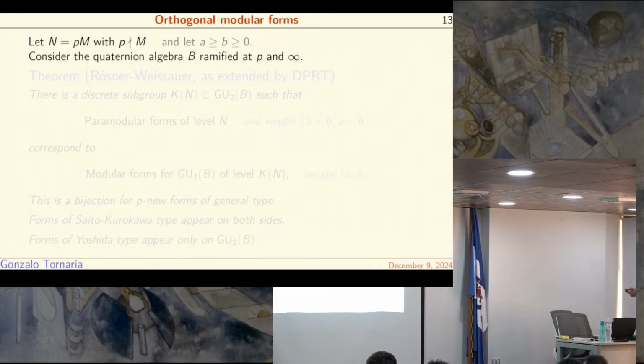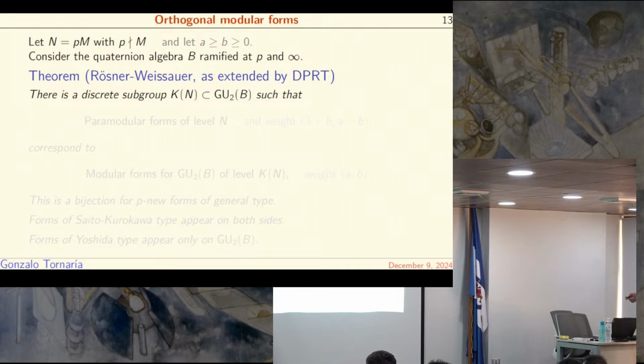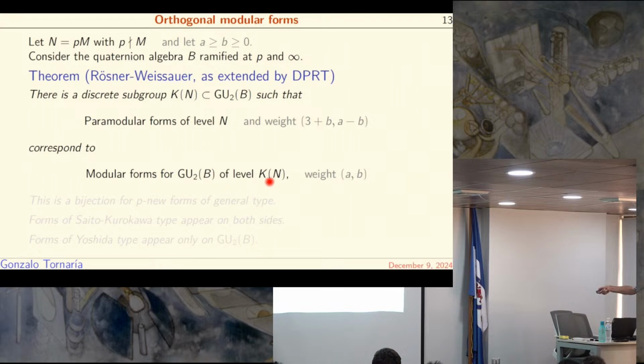So anyway, the theorem of Rösen-Weissauer, with the slight extension I mentioned, is that there is a discrete subgroup of GU2(B). I call it, purposefully or maybe confusingly, K(n). So this is not the paramodular group. This is the analog of the paramodular group in this inner compact twist, such that the paramodular forms of level n correspond to modular forms of GU2 of level K(n).